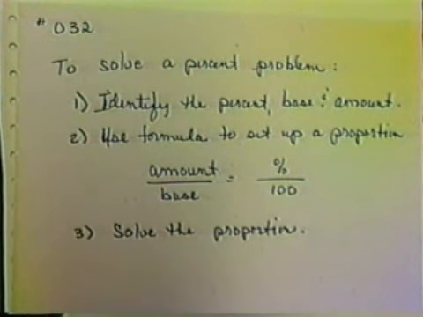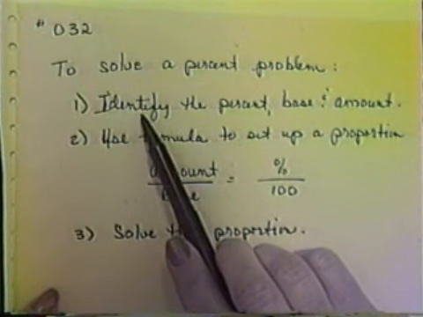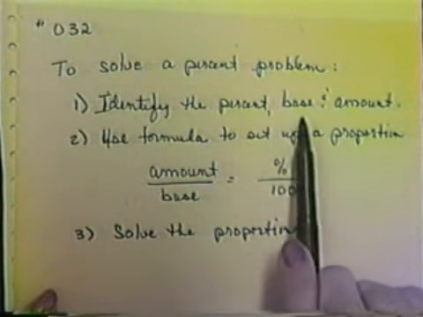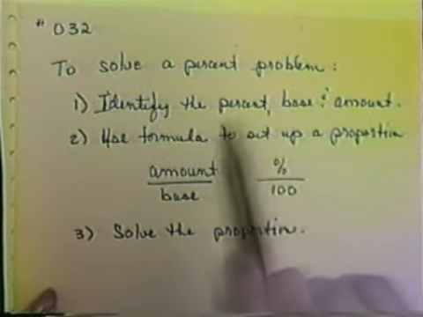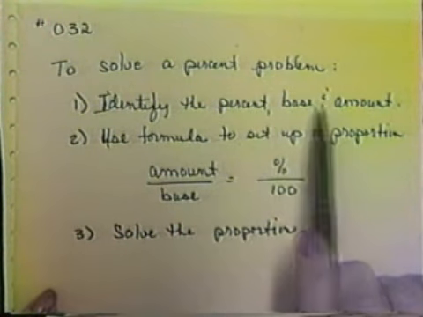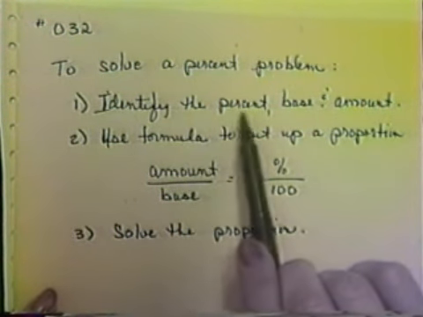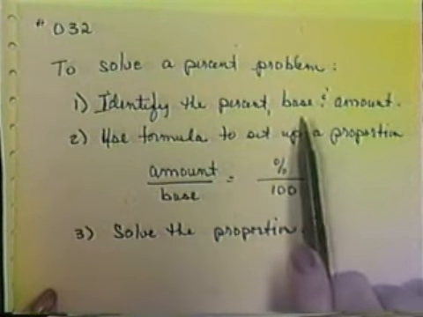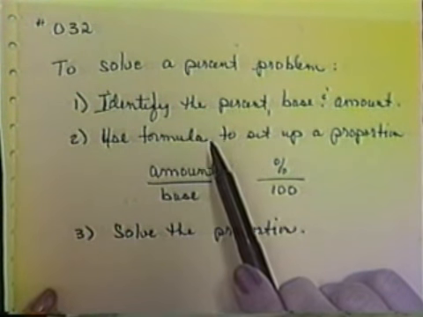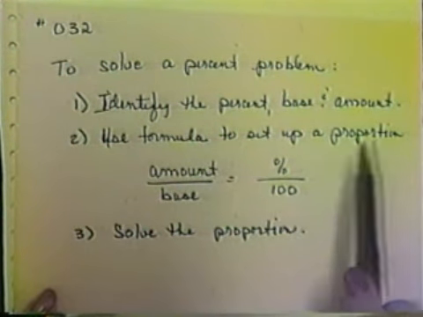Okay, let's look again. We want to remember how to solve a percent problem. Remember we said to solve a percent problem we need to do three things. We need to first identify the percent, the base, and the amount, and that's what we just worked on. Once we've identified these three, then we're going to use this percent formula to set up the proportion.